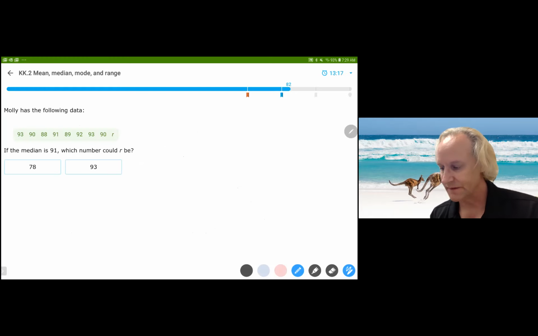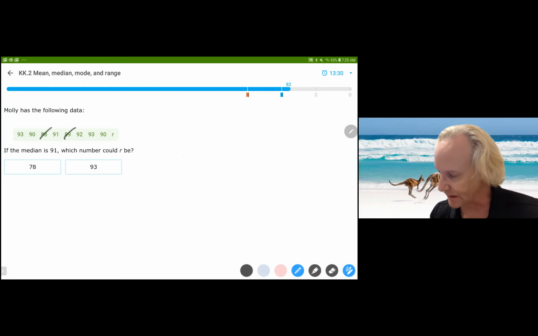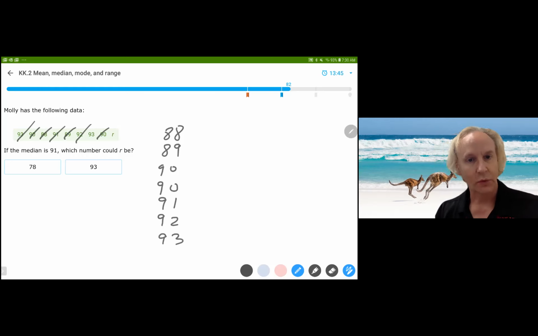The median is 91. Now, this is a very different situation. You don't add them up. We need to put them in order. To find the median, you need to look at the values in order. So I'm going to look for the smallest one, which looks like it's 88, 89. And then it looks like I have a 92 of them. 90 and 90. And then I have a 91, 92, and 93. Now, here's the thing. We want 91 to be in the middle.